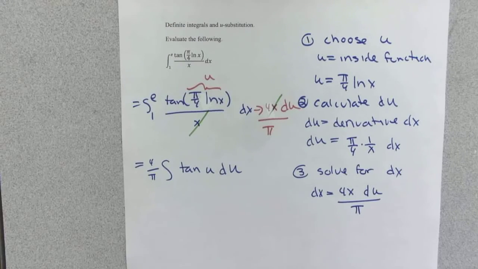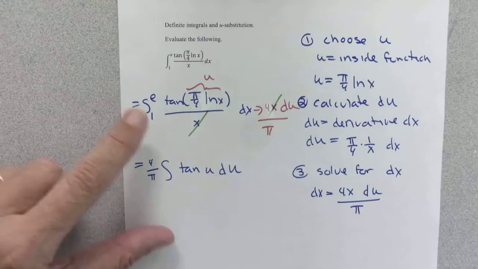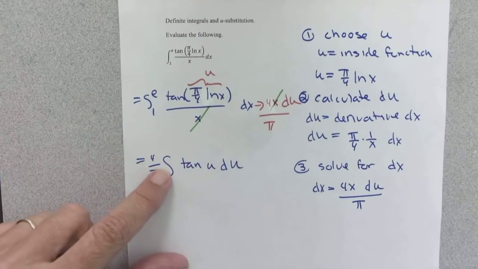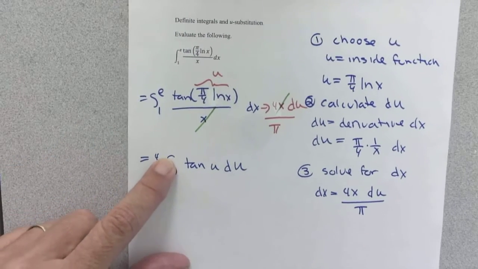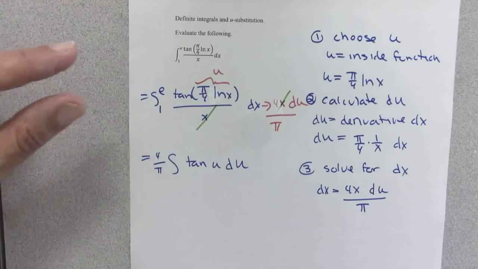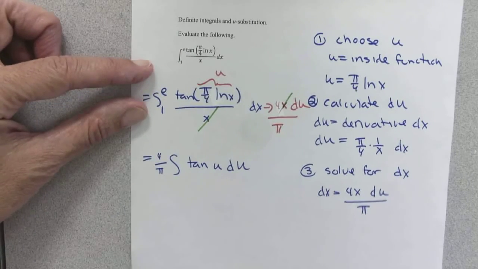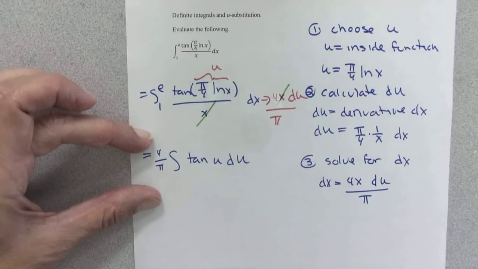Now, notice I did not write the 1 and e, and that wasn't an oversight. The 1 and the e are limits with respect to x. This integral is in terms of u. It is wrong to write x equal 1, x equal e. These are limits with respect to x. They do not belong on the u integral.